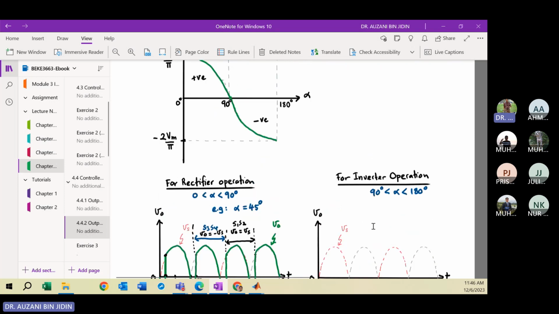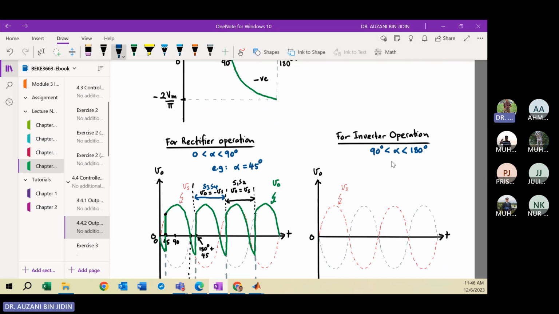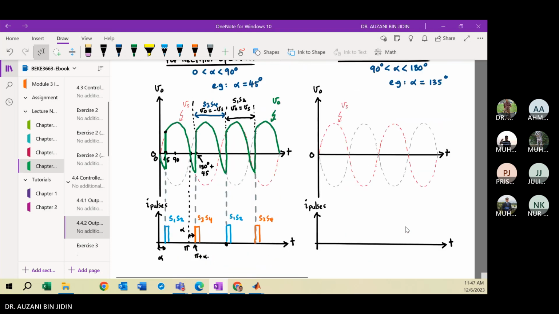Let's say in order to scale the waveform, we need to provide an example here. In this case, the delay angle is in the range between 90 and 180. For example, maybe 135, which means 90 plus 45. For example. In this case, how do we scale the waveform?